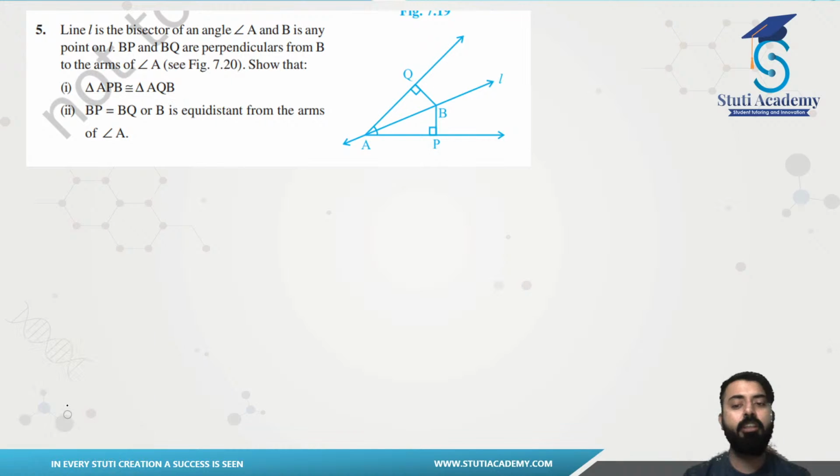This is quite easy. You have to show that APB, which is this one, should be congruent to AQB. Now you guys see, this is 90, this is 90. This angle same as that one, this is common. Angle, side. Triangles are congruent, and you can easily say that BP is equal to BQ, or you can say B is equidistant from the arms of angle A. That is the proof we have to do in this. I hope you are able to solve this.